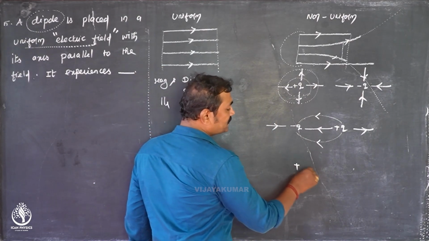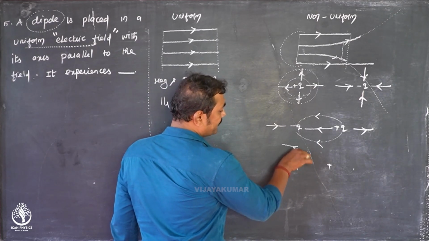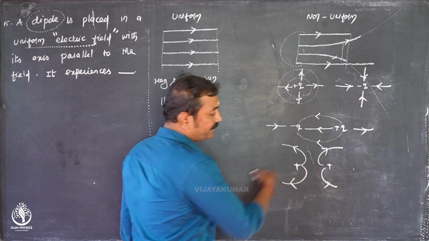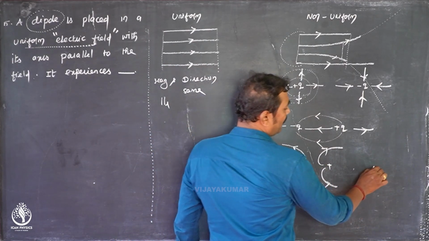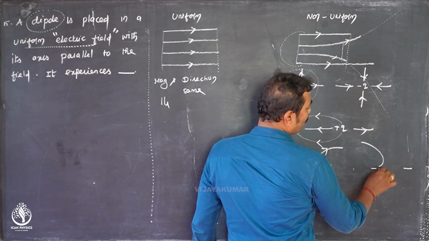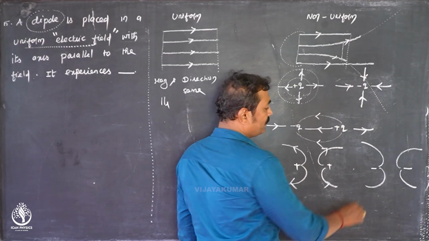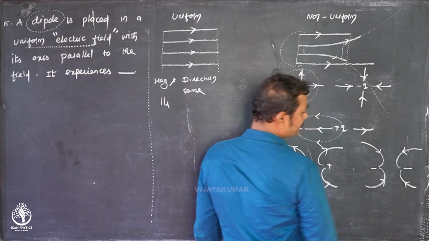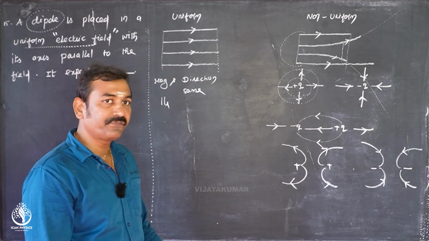Now, can you say positive and positive? The positive charges repel each other, so it is a non-uniform electric field. Or negative: once again, negative charges also repel each other, but the field is always radially inwards. It's also a non-uniform electric field.